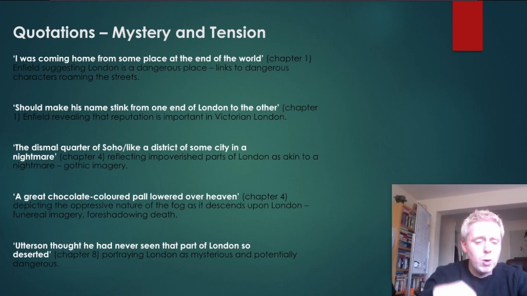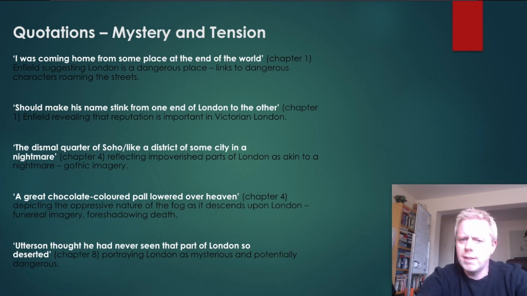A few more quotations, linking with mystery and tension. I was coming home from some place at the end of the world. Chapter 1, Enfield suggesting that London is a dangerous place, links to dangerous characters roaming the streets late at night. The question could be asked, what's Enfield doing out late at night on the streets? The question could also be asked, what's Sir Danvers Carew doing out late at night on the streets? But that's another story.